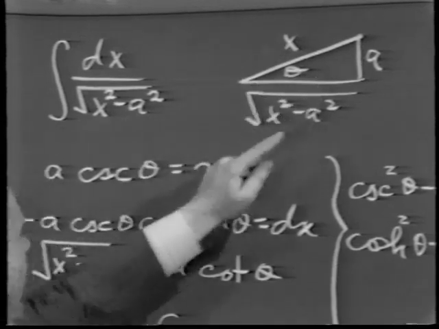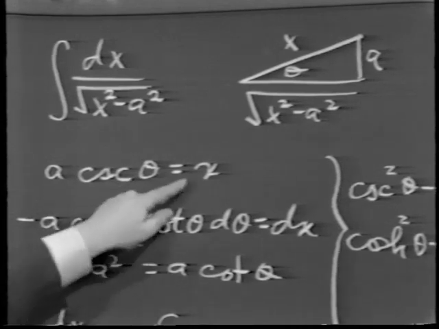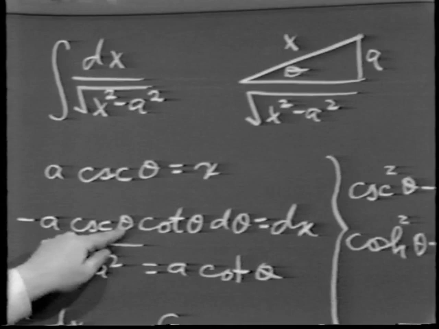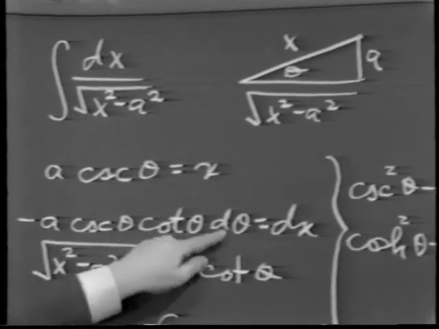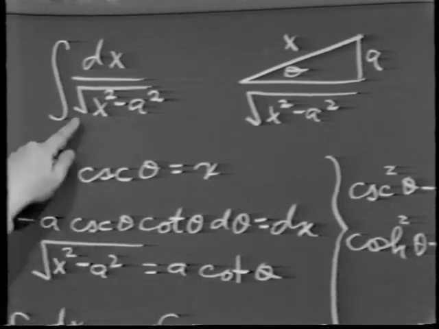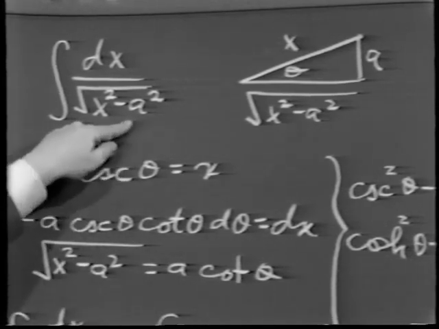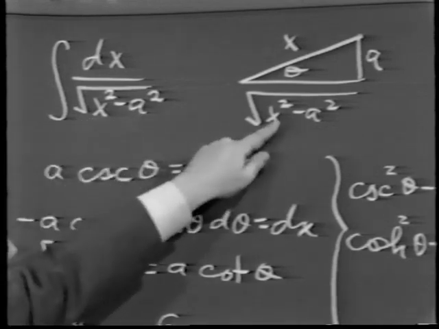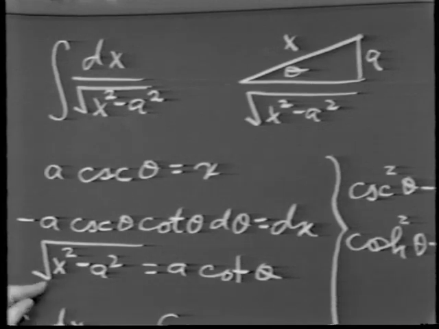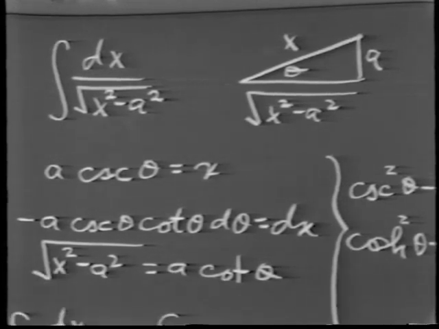That's cosecant theta. Therefore, remembering how to differentiate the cosecant, I take the differential of both sides, and I find that minus a cosecant theta cotangent theta d theta is dx. Again, from this diagram, I see that the square root of x squared minus a squared over a would be cotangent theta, so the square root of x squared minus a squared itself is a cotangent theta.